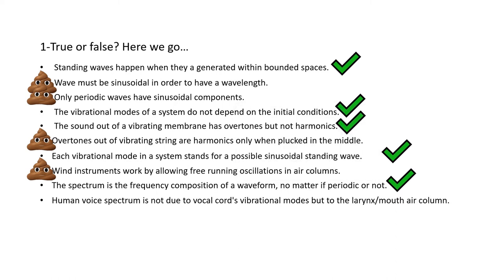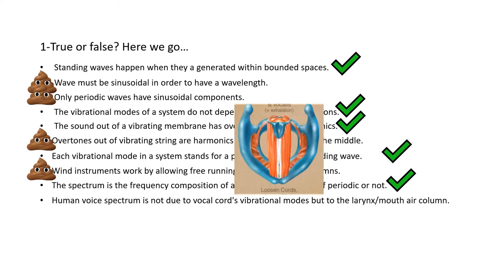Human voice spectrum is not due to vocal cords' vibrational modes, but to the larynx-mouth air column. In fact, the harmonic spectrum of the human voice is like that of vibrating strings, the vocal cords. The larynx-mouth cavity has wider resonances that enhance some harmonics while damping others, giving each human a particular timbre that allows voice recognition. So, it's the opposite.